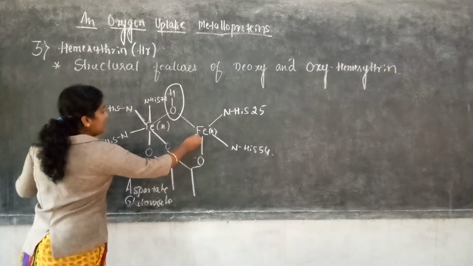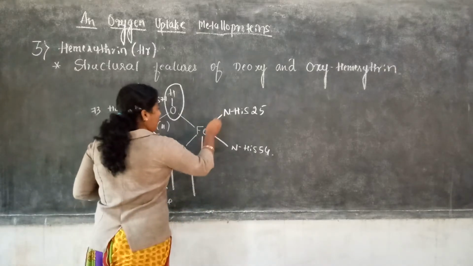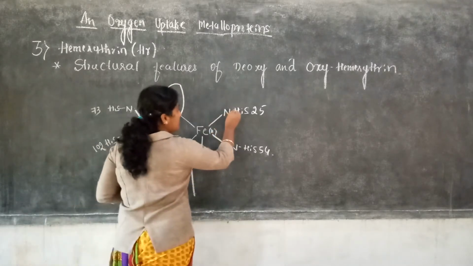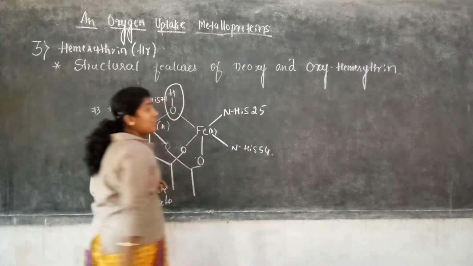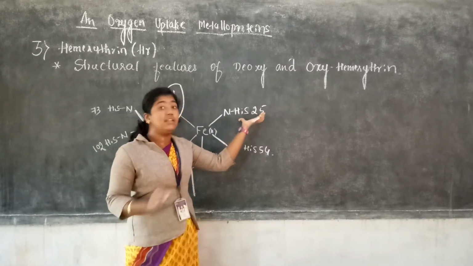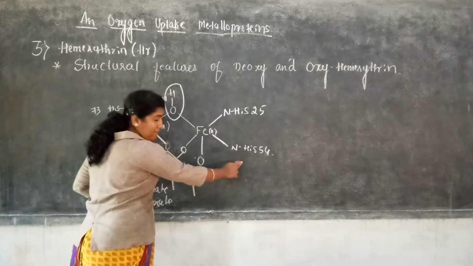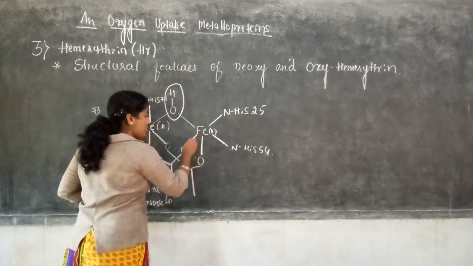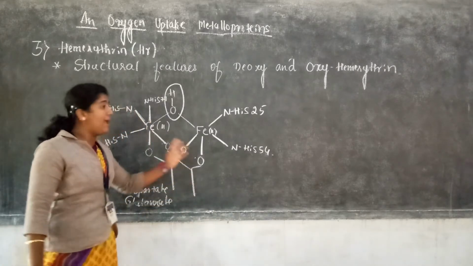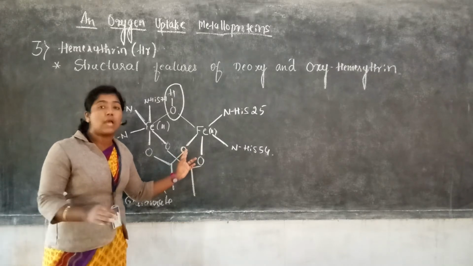So here, in the second iron center, the first two coordination sites are coordinated to N histidine 25 and 54. These are the numbering for the amino acid residue chains. And the third and fourth sites are coordinated to carboxylate groups. Same as the first iron center, the third and fourth sites are coordinated to carboxylate groups.